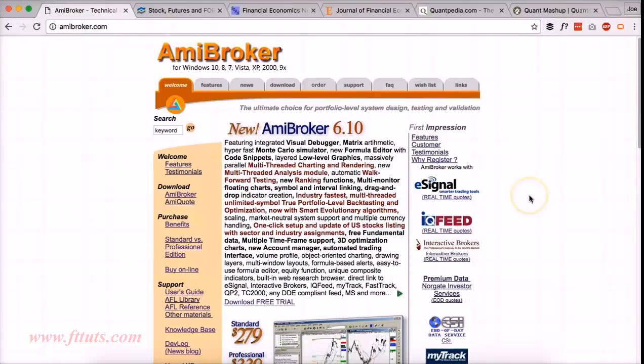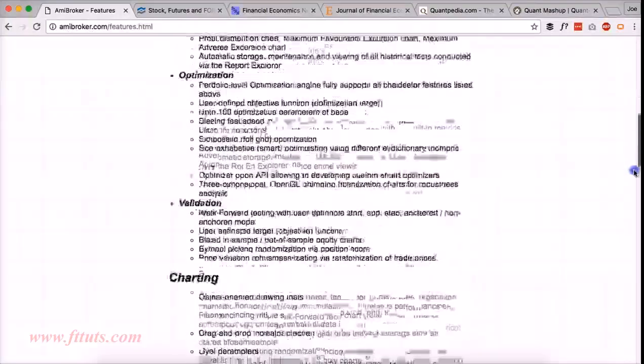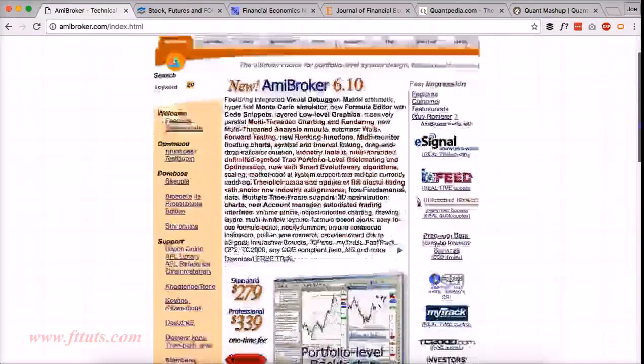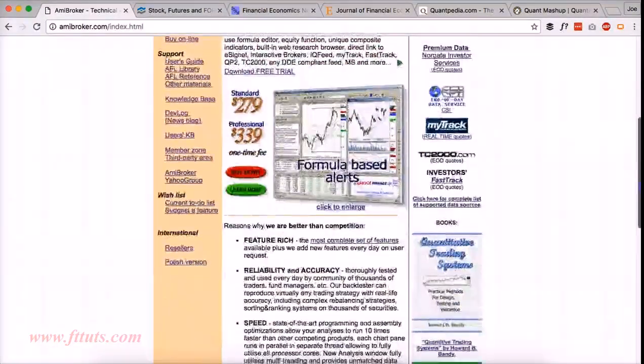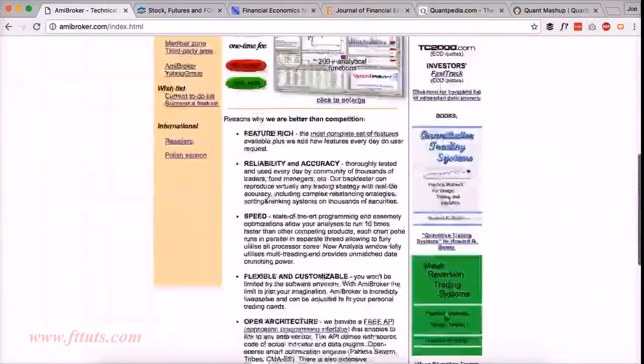AmiBroker is an excellent charting tool for technical analysis. It has an extremely fast backtesting engine that comes with built-in optimization and walk-forward features. It can run scans and market explorations, and it's altogether a very flexible tool for traders. The systems are all created in AmiBroker code and then run on historical stock market data going back to 2000.